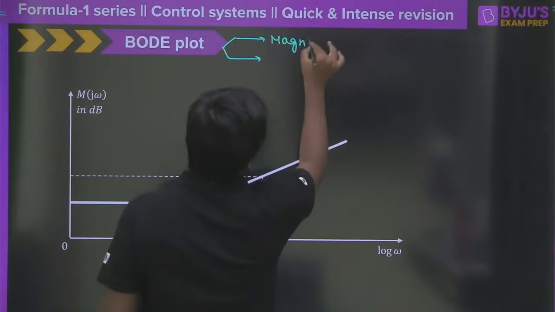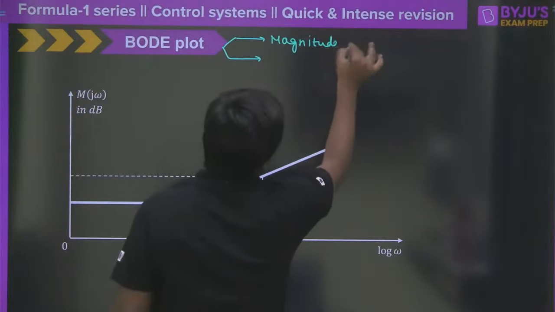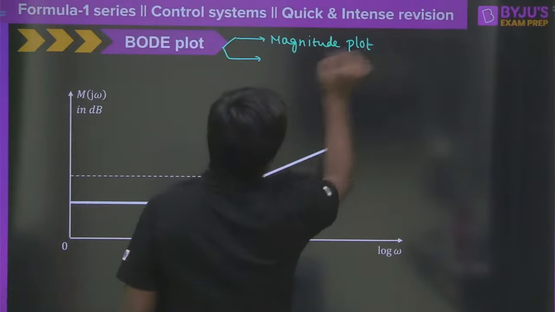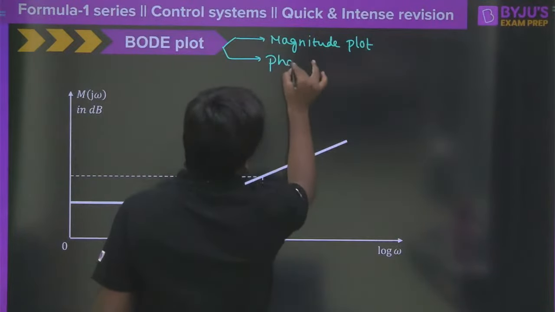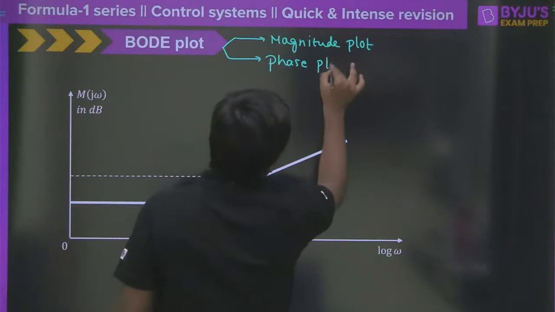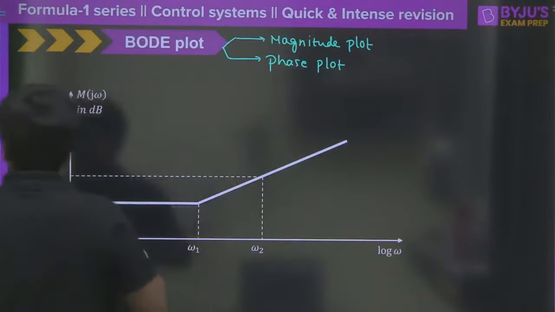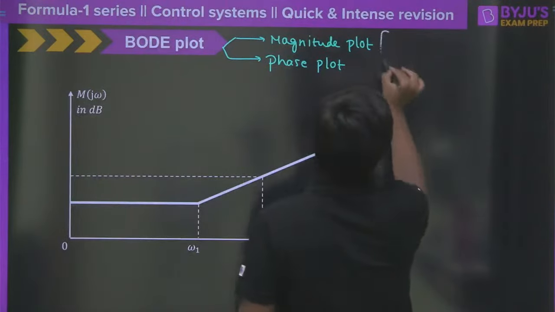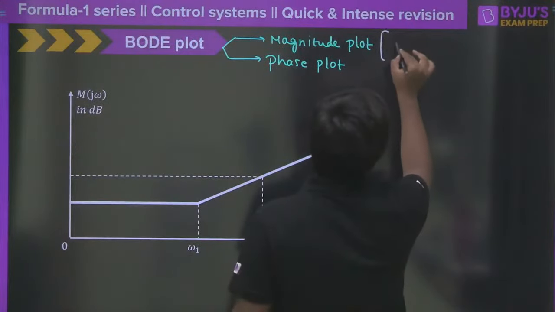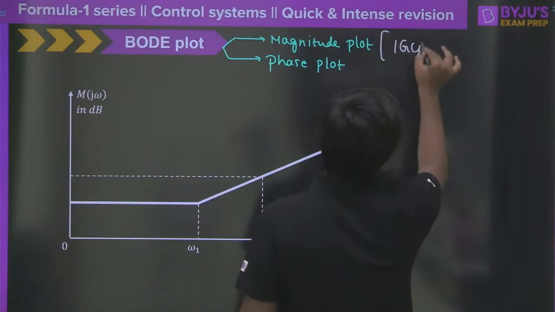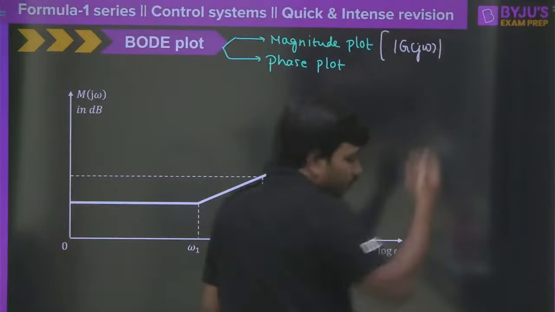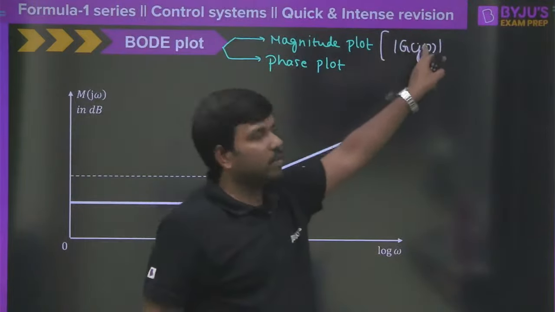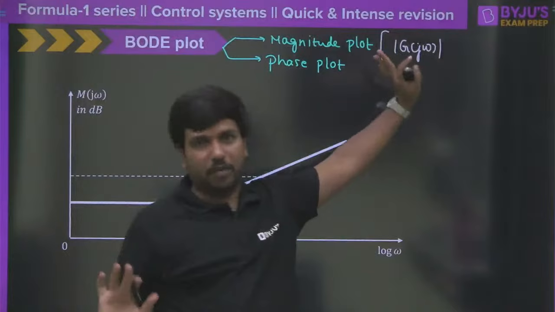Now I will ask so many questions to you, so please be ready with pen and paper and let me know at each and every point. The other is the phase plot. What is the difference between the magnitude plot and phase plot? In the magnitude plot, we will take the magnitude, let me write down, modulus of G of j omega. And for the closed loop system, we will write modulus of G of j omega into H of j omega. Clear?